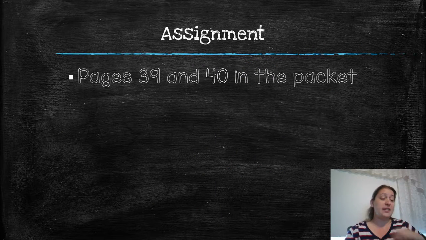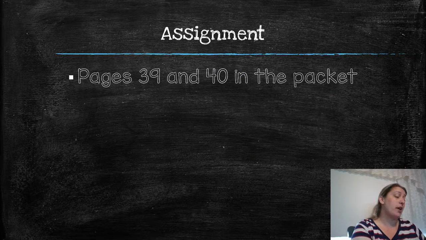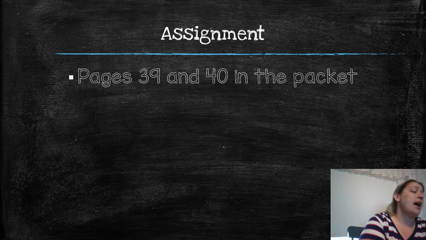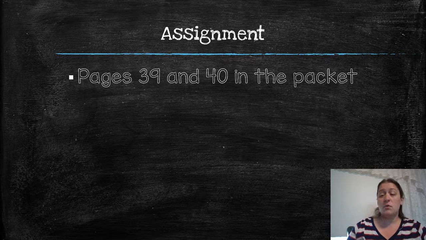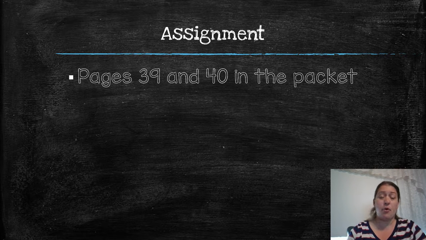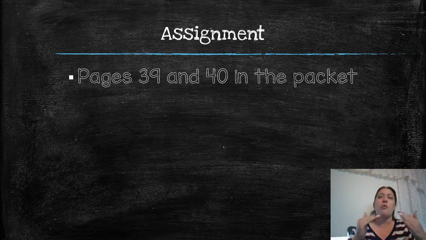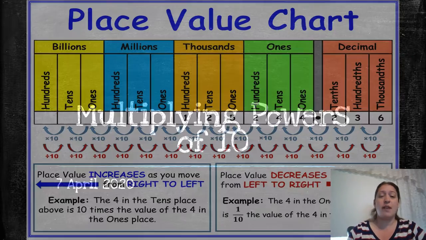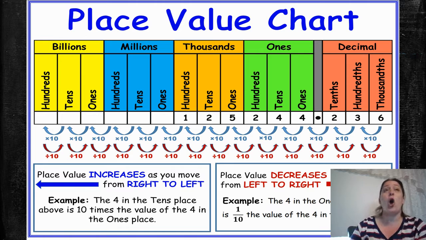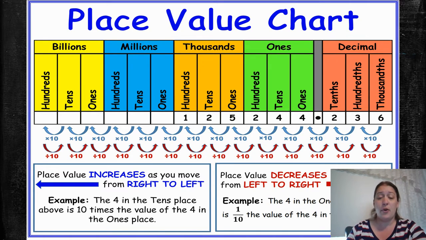So your assignment today is going to be pages 39 and 40 in the packet. Now, if you need to go back to the beginning of this video, you can to take a look at the couple of slides that I posted with how we multiply by 10. So you have these ones. We have our place value chart, which is helpful. You can always draw this out on a piece of paper.